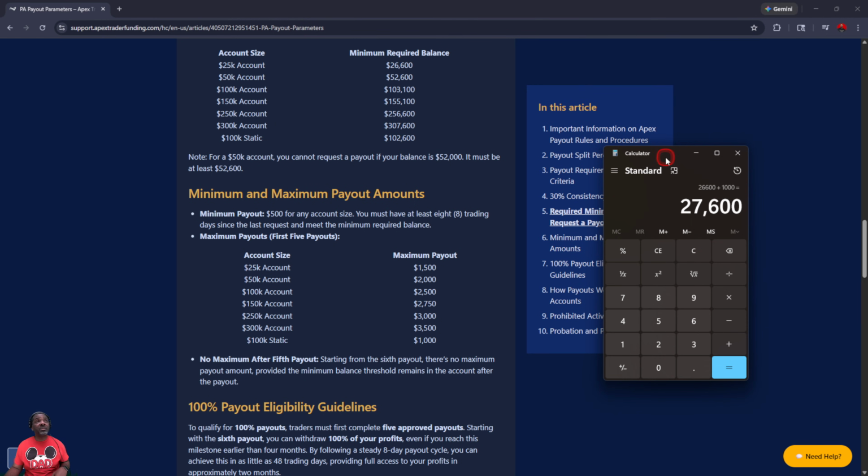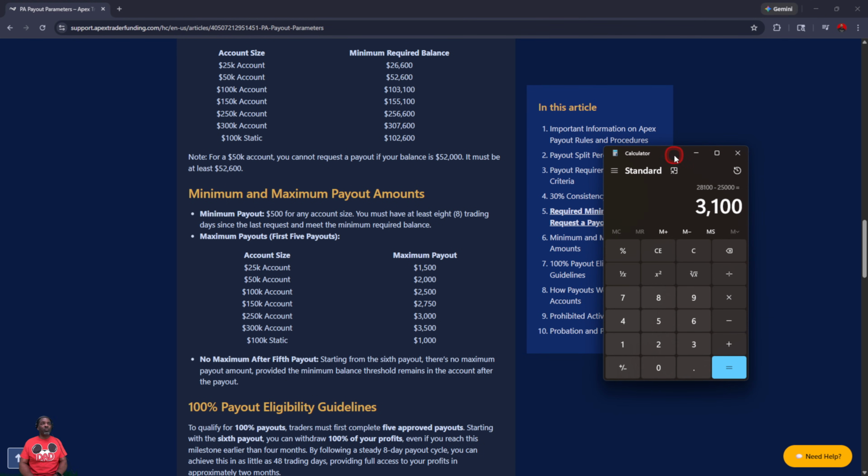Now, if you want to be above your threshold as soon as you request out, you want 26.6 plus 1,500, and shoot for 28.1. Shoot for 28.1, which means you're trying to get 3,100 over 8 days, if you just want to do it in 8 days. Why I say that? 28.1 minus 25,000 is 3,100, right? You're trying to get 3,100 over 8 days.